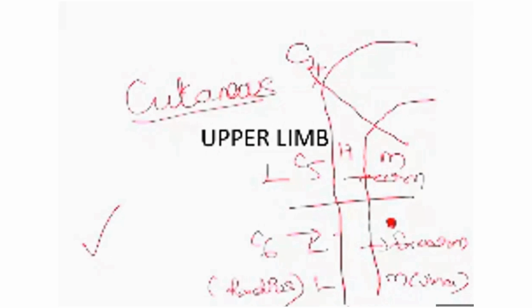Skin over the deltoid. Lateral aspect of arm. Lateral aspect of forearm. Center of palm. Medial aspect of forearm, medial aspect of arm. What is this area called? Armpit, right? The area between the shoulder girdle and the clavicle is the armpit. So skin over the armpit is supplied by T2. C4, C5, C6, C7, C8, T1, T2.